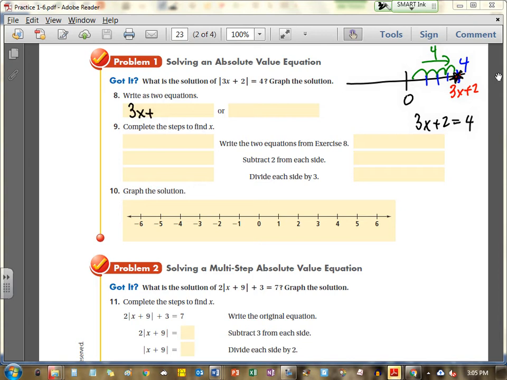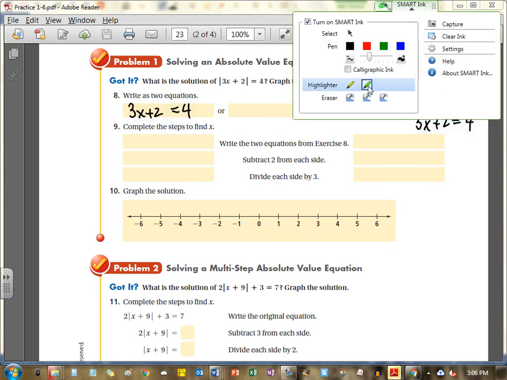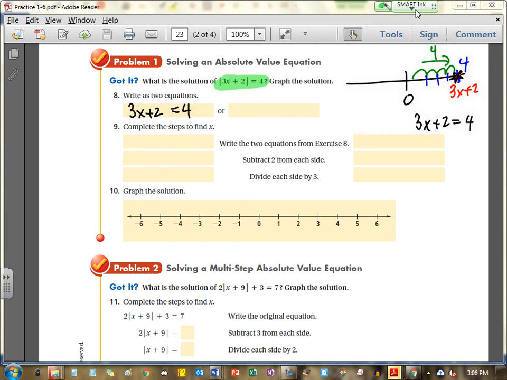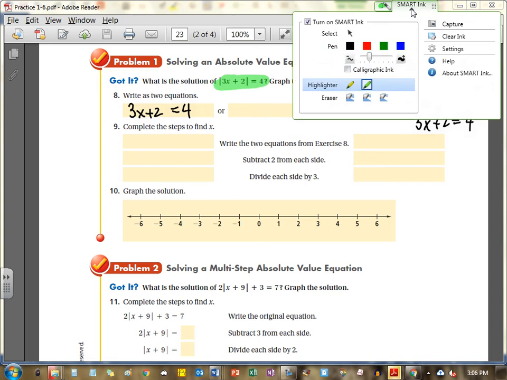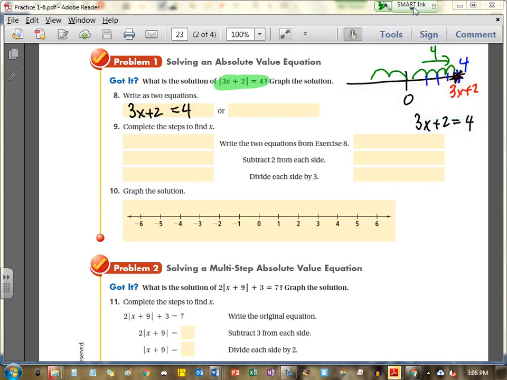3x plus 2 has to equal 4. Okay, but there's another way to look at this problem. When I told you that the distance from 3x plus 2 to 0 was 4, how do we know it's on the right? Maybe it was actually supposed to be over on the left 4 spaces.